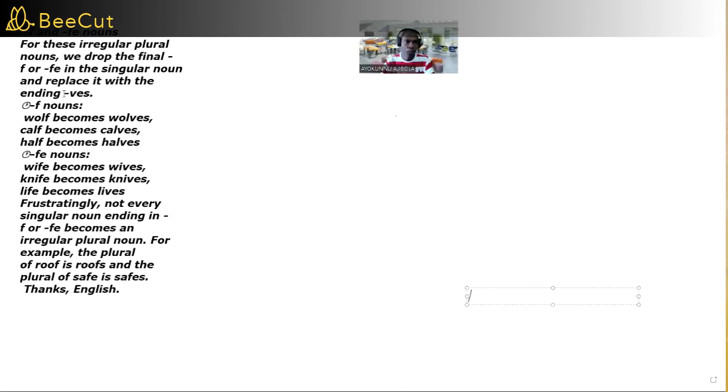Yes, sir. Okay. So we say we have the group of F and FE nouns. These are irregular nouns that drop the final F or FE to replace it with VES when turning to plural, like wolf to wolves, calf to calves, half to halves. Then for the FE, we have wife becomes wives, knife becomes knives, life to lives. And we have said not all nouns follow this pattern.